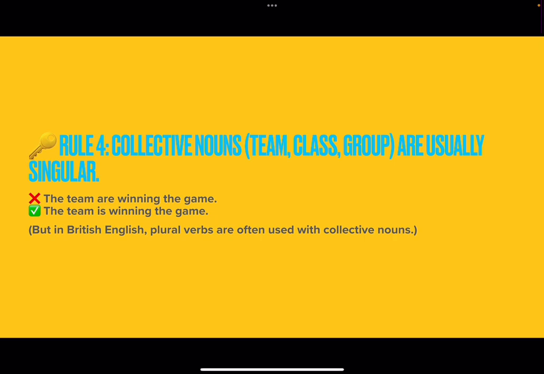This next example is collective, so look at it like they're working as a team together. For example, if we had a soccer team, you have several people, but they're all working together as one unit. So the team is winning despite there being more than one person because they're collectively working together.